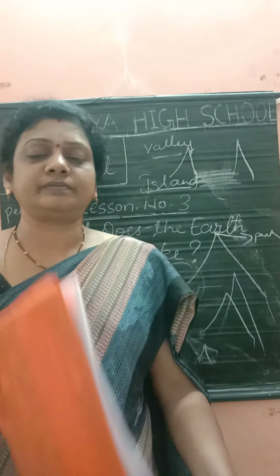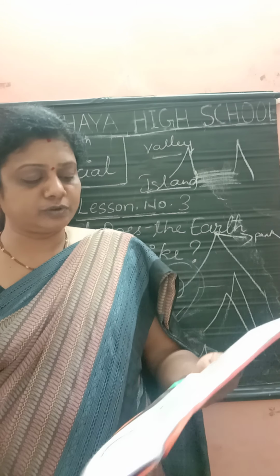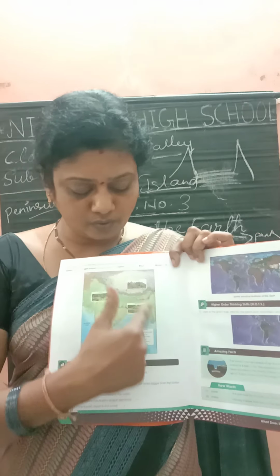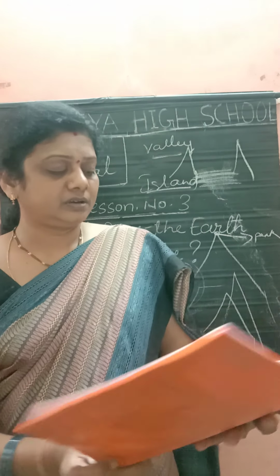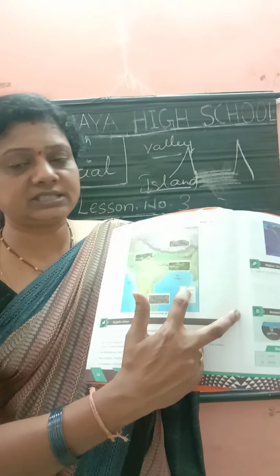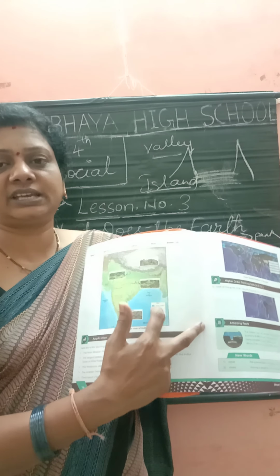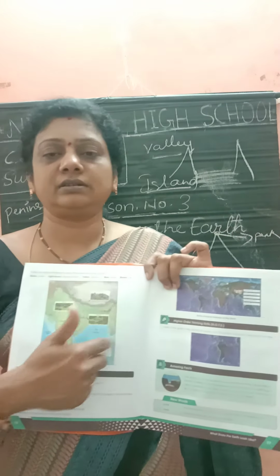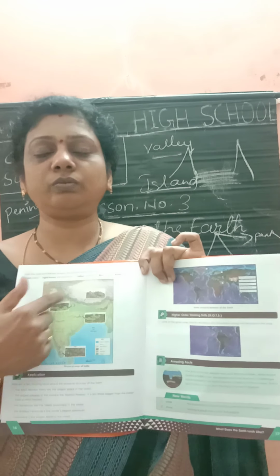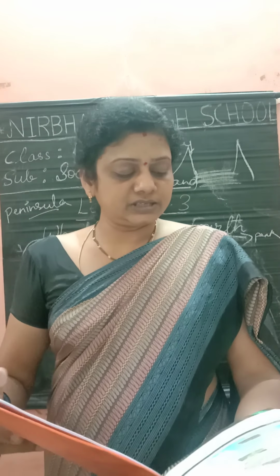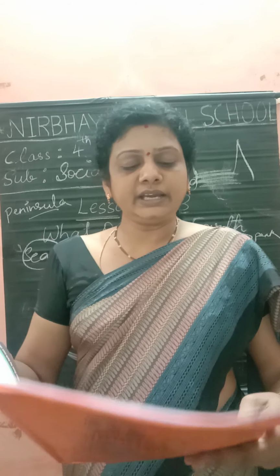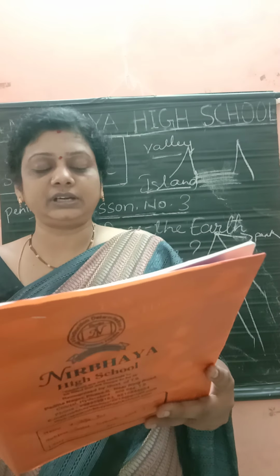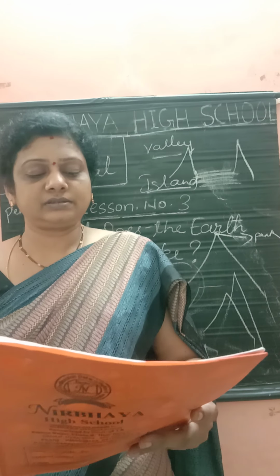Here you see, children, in the textbook page number 16. See how it is mentioned here. This is the key of the map. By seeing this, you can see what each color is. And here are a few exciting facts about the physical features of the earth.